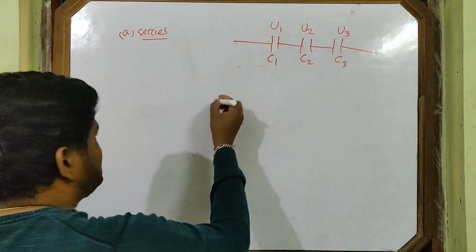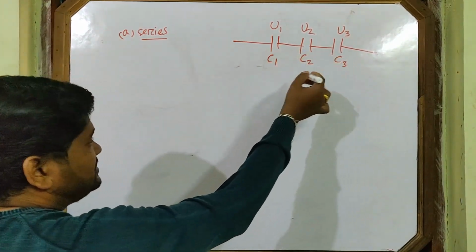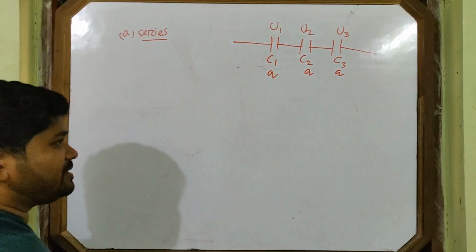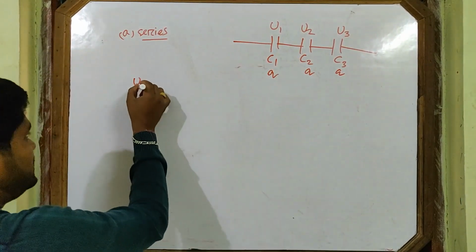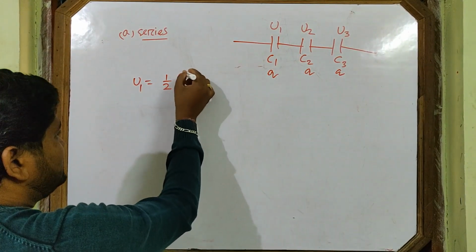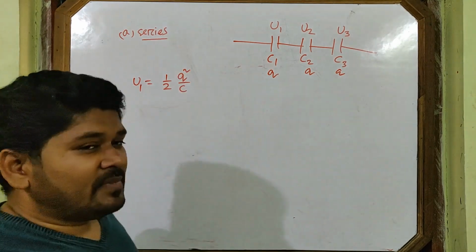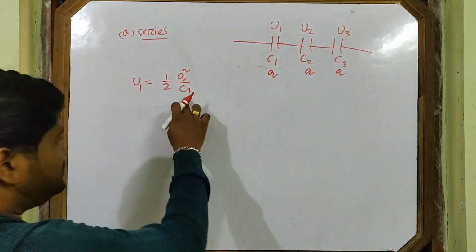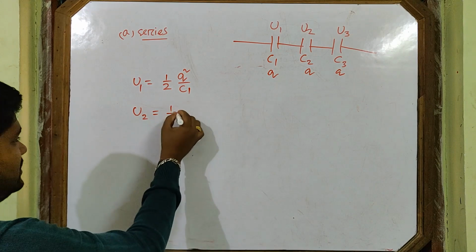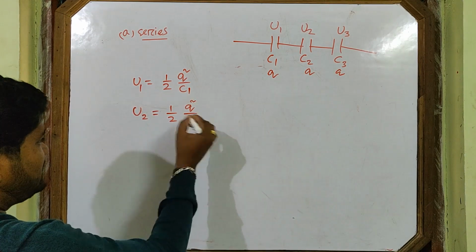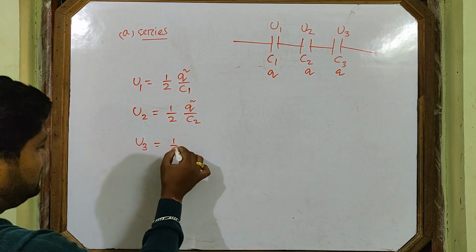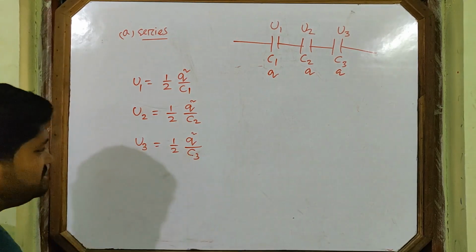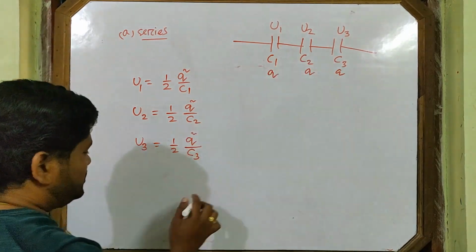For the series combination, what remains constant here? Charge remains constant. For the 3 capacitors, Q is the same. So for U1, write the formula half Q square by C1. I wrote this formula because Q remains constant. For the second one, half Q square by C2. For the third one, half Q square by C3. Let's add. This is the energy stored. So what is the total energy stored in the combination?